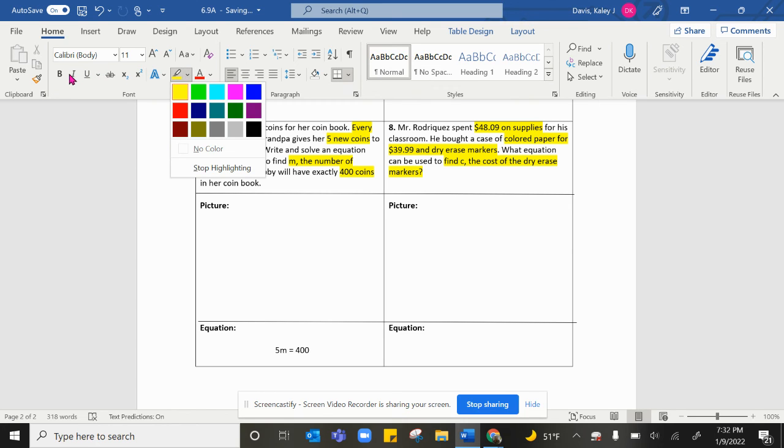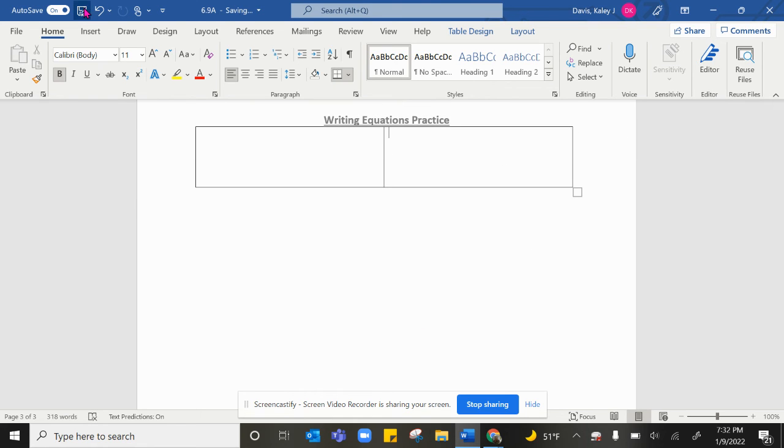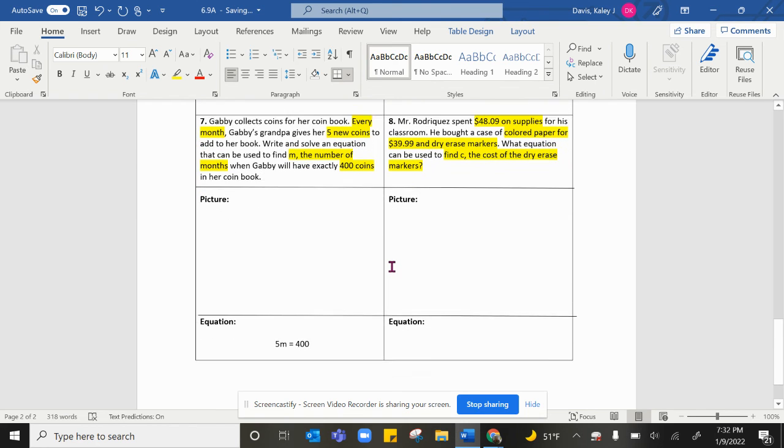So once again, hopefully you wrote something similar to this. All right, so hopefully you have something like 39.99 plus C equals $48.09. Because then if I wanted to go through and solve, I could figure out what the cost was.